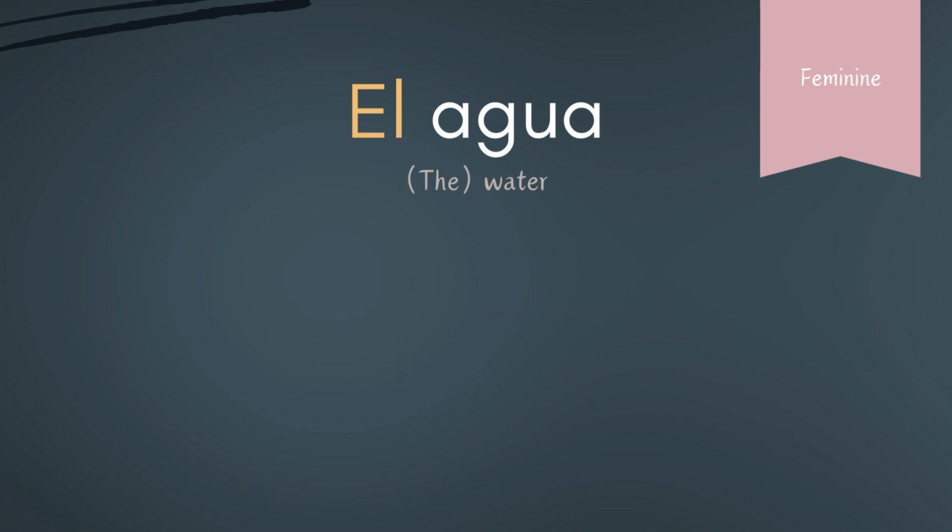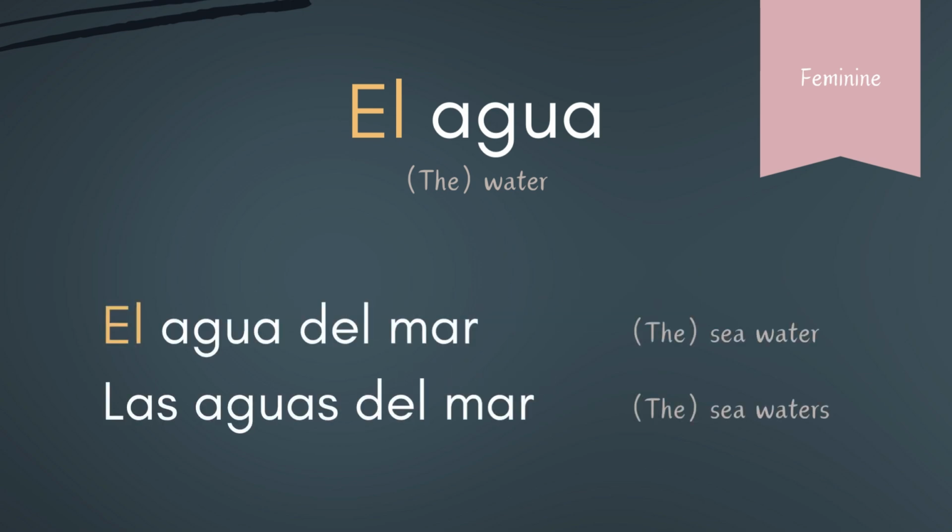Because of this, we can have two sentences like these ones. El agua del mar, las aguas del mar, and have to use a different gender for the article.